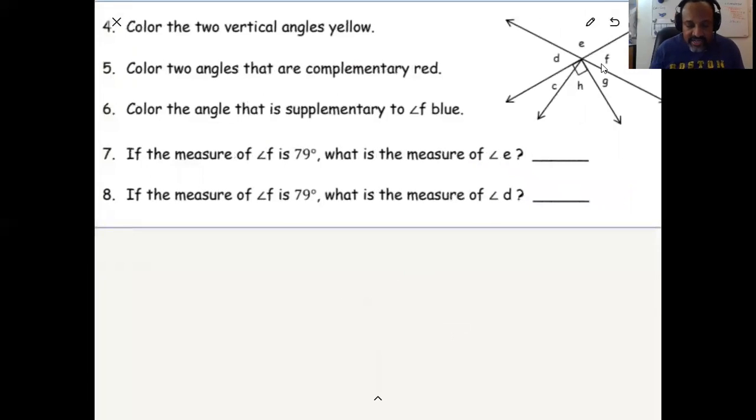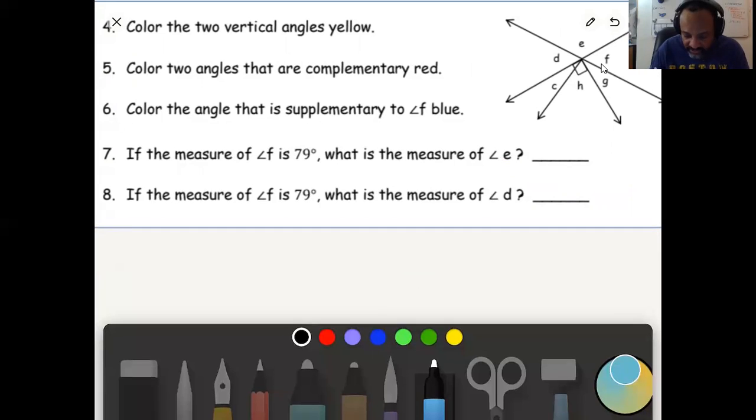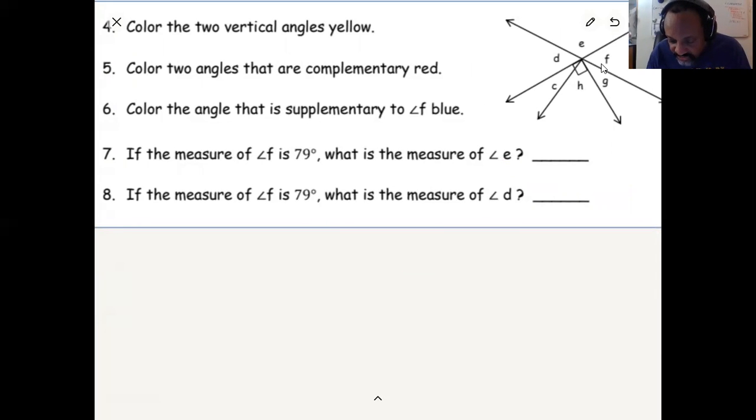Let's go. Now, we're looking at vertical angles. So it says, color two vertical angles yellow. All right, so I'm going to go here. I need two vertical angles. Let's see. I'm going to use this, D and F. These are vertical angles, okay? Well, there's another vertical pair, but you'd have to put together a bunch of different angles to make up the other one. So these are the only two vertical angles that are kind of opposite each other, and we don't have to do anything else. So I colored those two yellow.